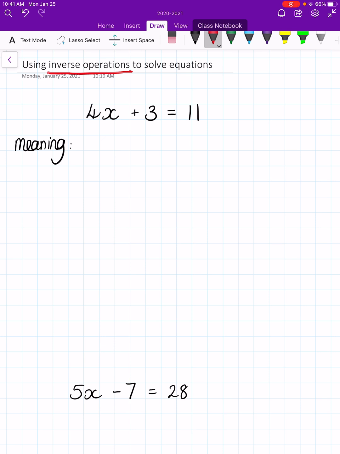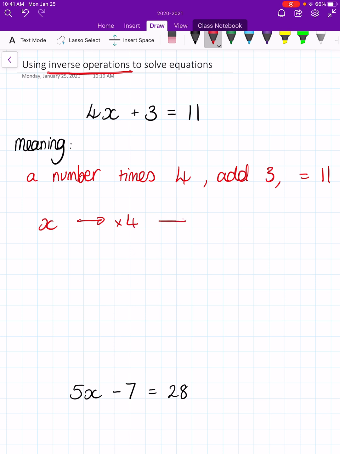So when I see 4x plus 3 equals 11, what it means is: take a number, I times it by 4, I add 3, and the answer is 11, okay? So I'm just going to write that as a string of operations, if you like. I take my number, which is x, I times it by 4, and then what I do next is I add 3, and that means that the answer is then 11.